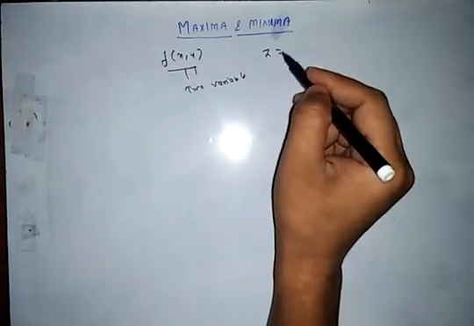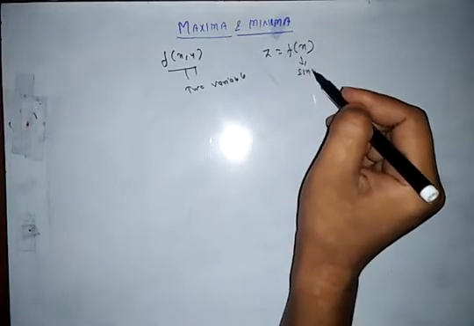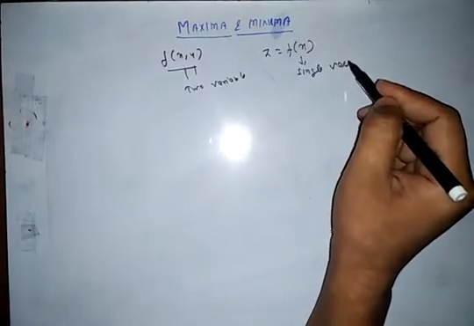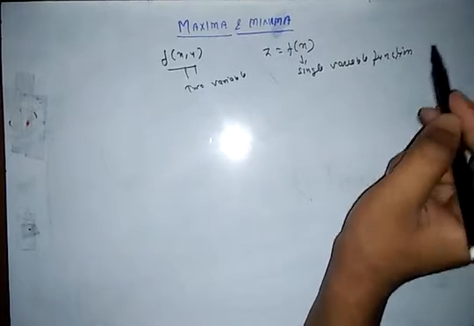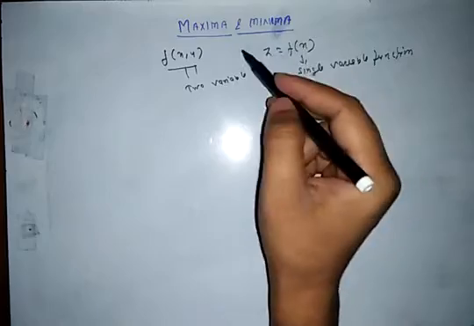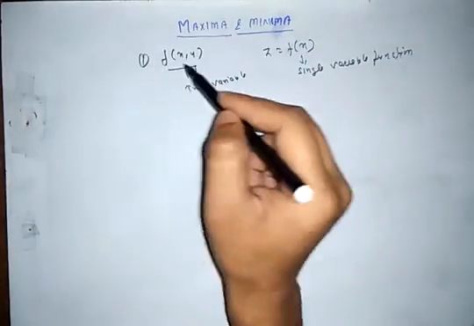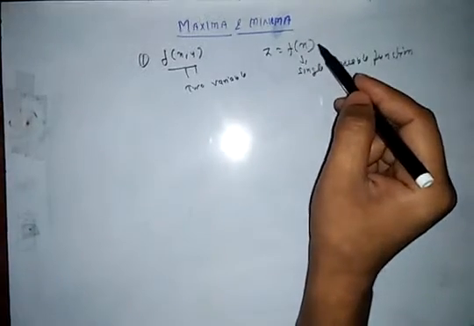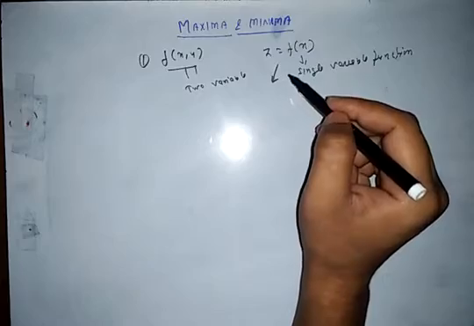And suppose z is nothing but f of x, this is a single variable function. Okay, so we will see how we can find maxima and minima of two different kinds of functions. One has two variables and another has a single variable. So first we will see single variable functions.